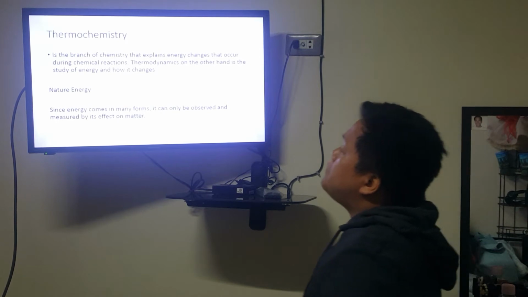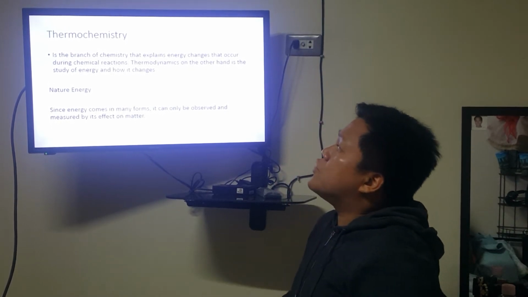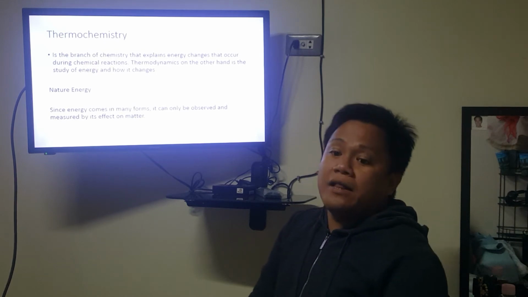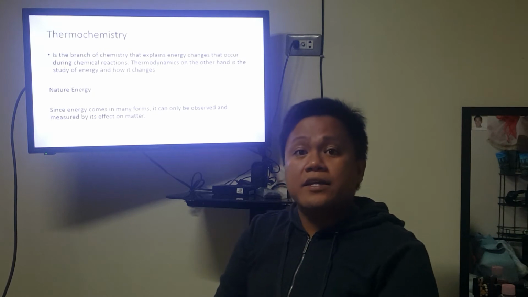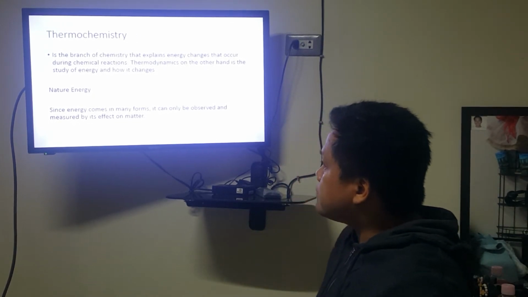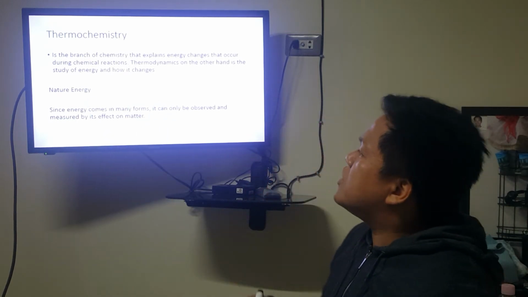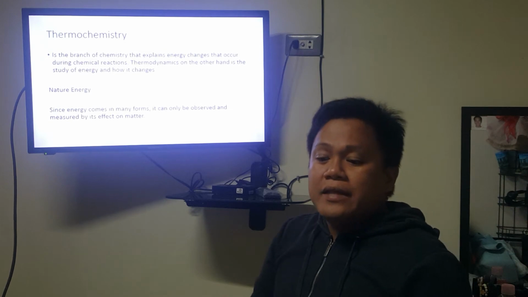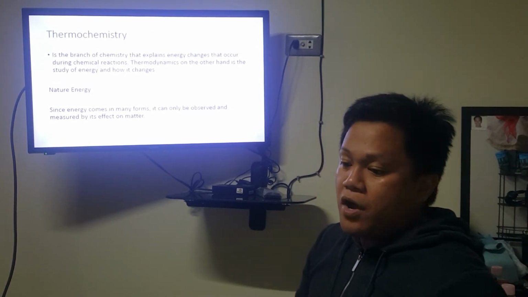Thermochemistry. It is the branch of chemistry that explains energy changes that occur during chemical reactions. Thermodynamics, on the other hand, is the study of energy and how it changes. Next is the nature of energy. Since energy comes in many forms, it can only be observed and measured by its effect on matter.